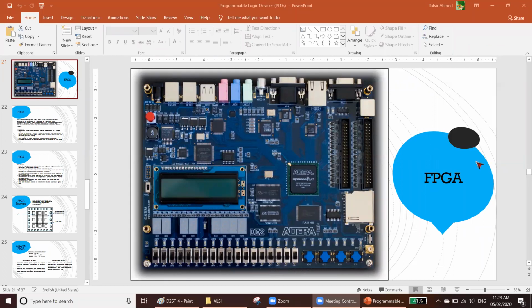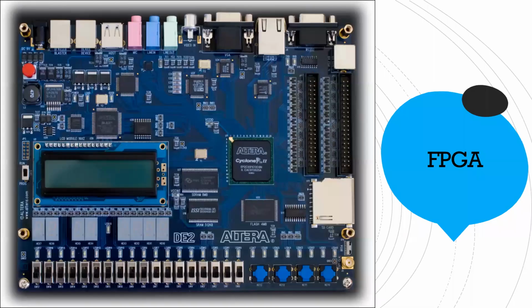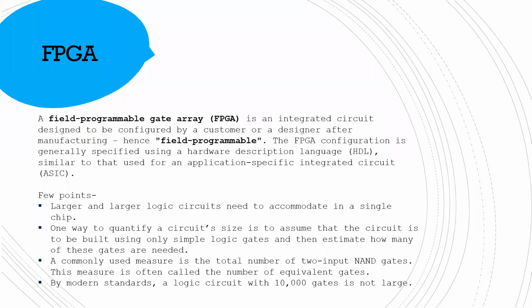Okay, so this was the thing we started in the last class, FPGA. What is the full meaning of FPGA? The full meaning of FPGA is field programmable gate array. Here you can see it is a field programmable gate array.